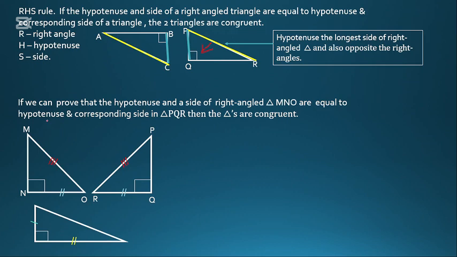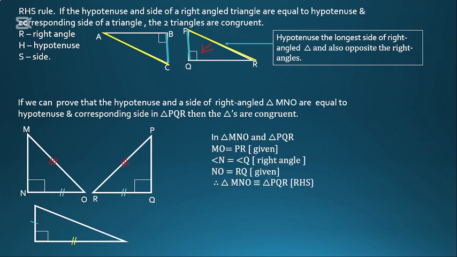So, last one. If we can prove that the hypotenuse and the side of right angle triangle MNO are equal to the hypotenuse and corresponding side in triangle PQR, then the triangles are congruent. And we start again. In triangle MNO and PQR, MO and PR, they are equal because it's given to us. Alright, reason: given.